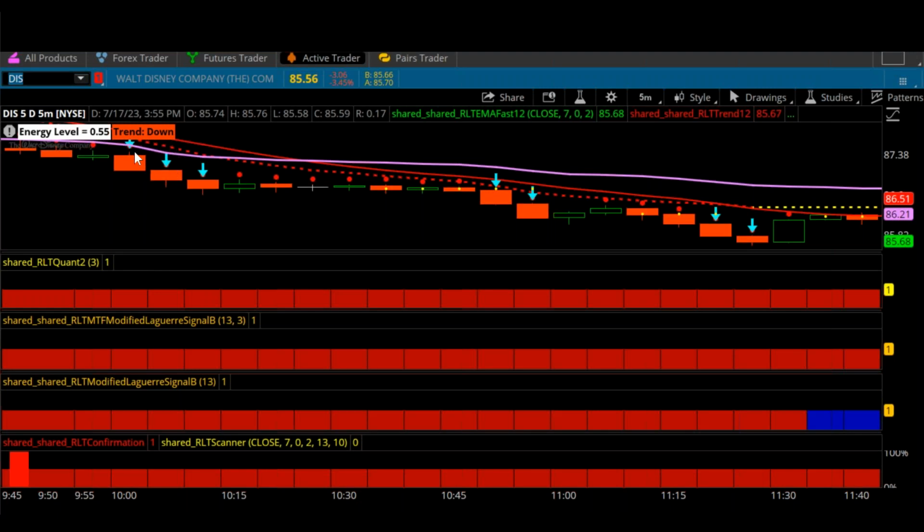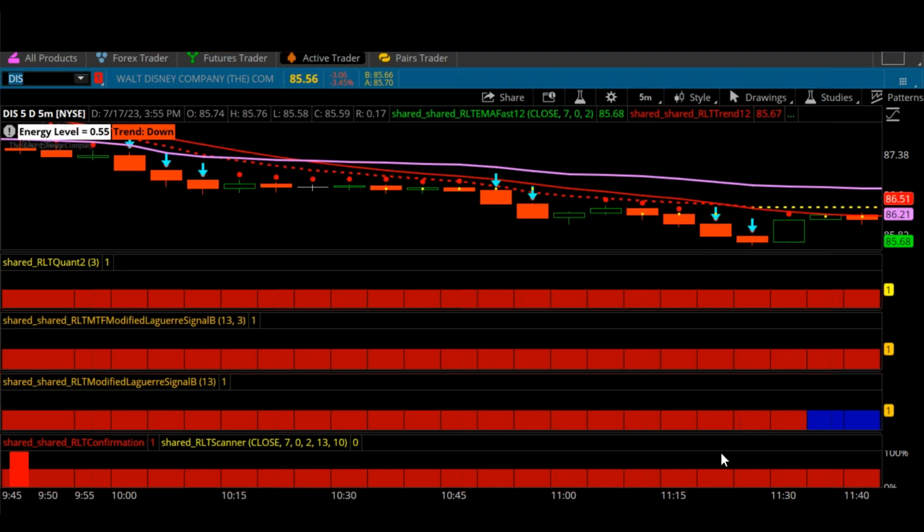You get a pop out of the box signal here and here. This is where we bought it. Now notice that it just compresses. It's not really going down. The institutions are selling it, but it's not really going down. And then you get this nice drop right here, and this is where we actually get out when it popped down like that.